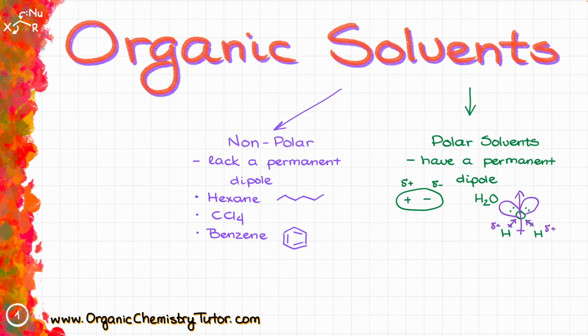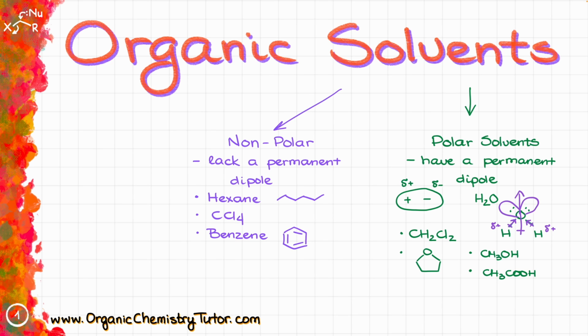Other examples of polar solvents are going to be molecules like, let's say, dichloromethane or DCM, or you might encounter THF, tetrahydrofuran, or you can see CH3OH or methanol, or we might even see acetic acid used as a polar protic solvent.